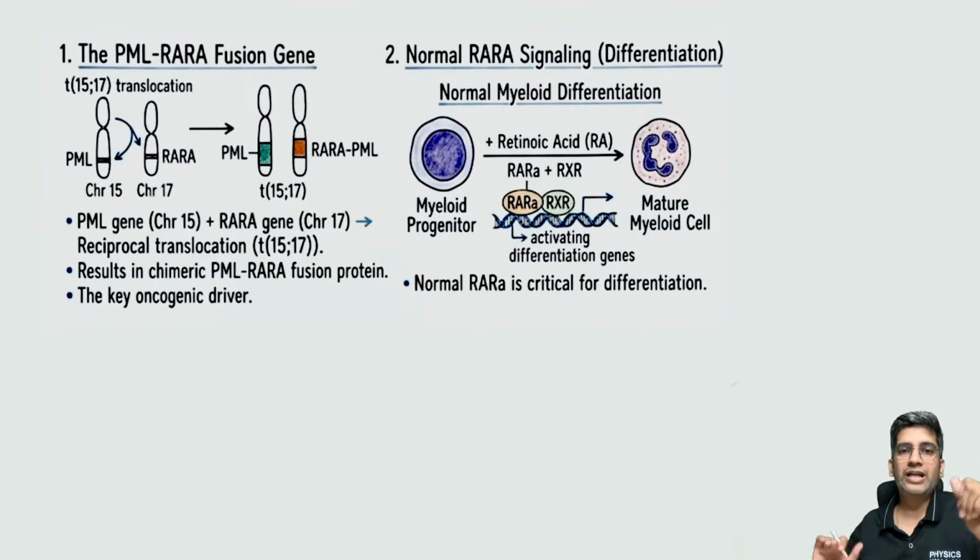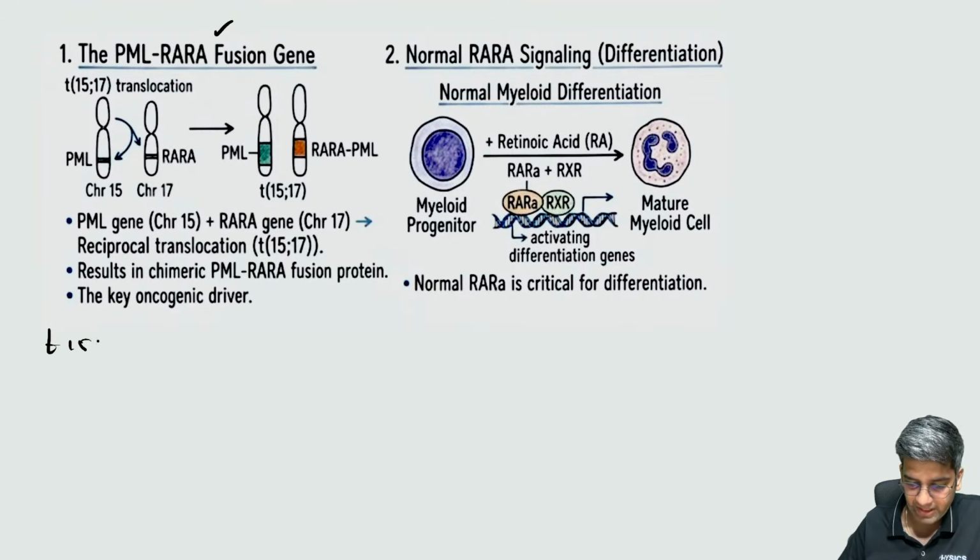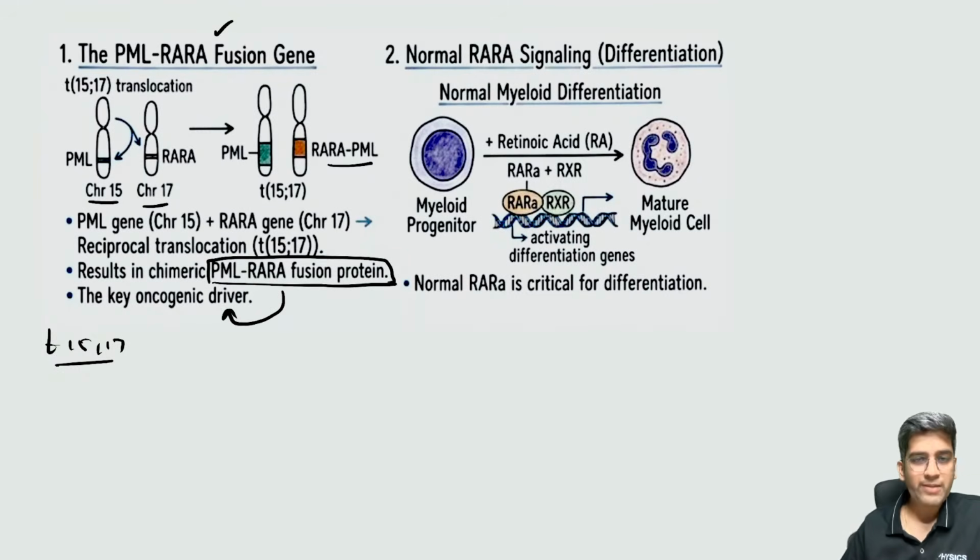Then we'll see what will happen in case of translocation, right? PML-RARA fusion is what happens in translocation 15 and 17. Because in the 15th chromosome, I have PML. In the 17th chromosome, we have RARA, which is retinoic acid receptor alpha, which gets translocated to PML-RARA, right? So this gives me a fusion protein called PML-RARA fusion protein. That's the most important oncogenic driver, okay?